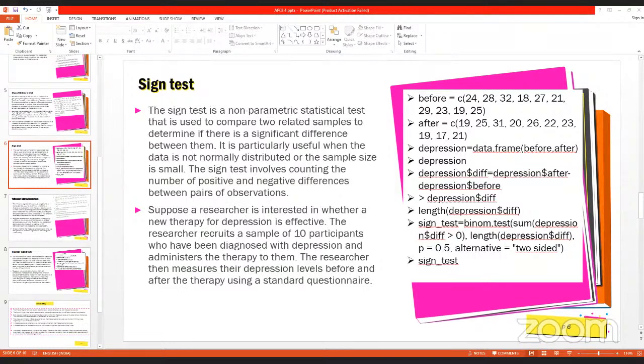P value is 0.10. Yes, which suggests that there is insufficient evidence to suggest that the therapy has an effect on depression levels. Now, sir also asked you something, right? So in this command, binom.test is the function we are using to conduct the sign test, okay?